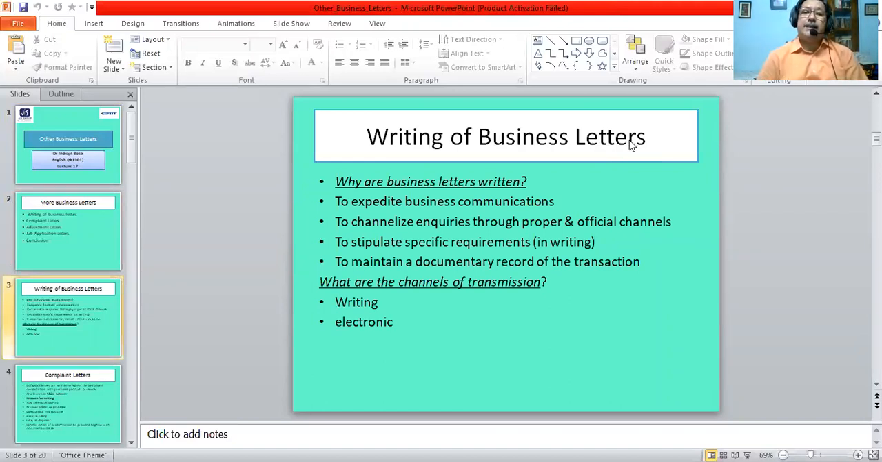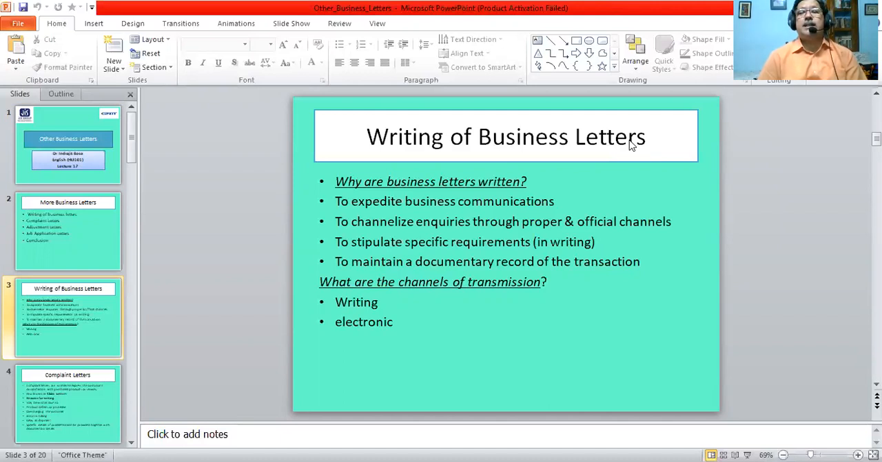Now, why are these business letters written, basically? They are written to expedite business communications or interactions with clients, customers, and others. You see, this whole machinery of business or this process of interaction with others would not be able to be sustained without the letters or other forms of communication taking place between them. So mostly we have either letters or telephonic interaction.